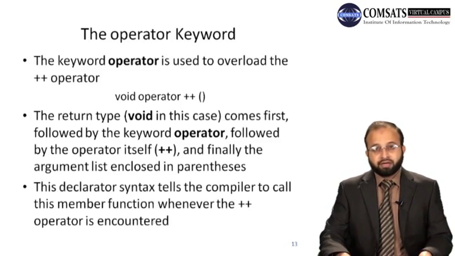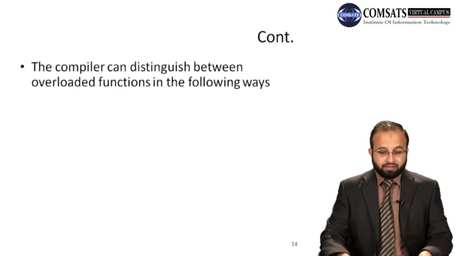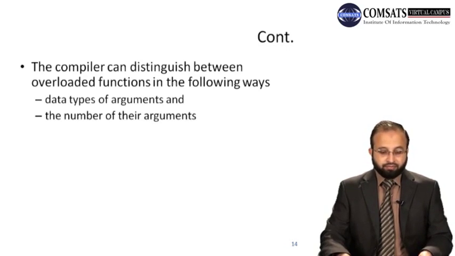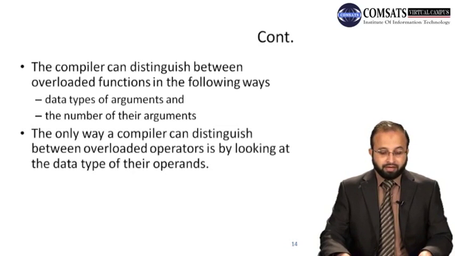अगर plus plus operator integer के साथ आएगा तो वो फिर built in plus plus का जो routine है, जो function है, उसको execute करेगा जो C++ library में मौजूद है. The compiler can distinguish between the overloaded function in the following ways. Data type of the argument that we have already discussed, and the number of their arguments. The only way a compiler can distinguish between overloaded operator is by looking at the data type of their operands.